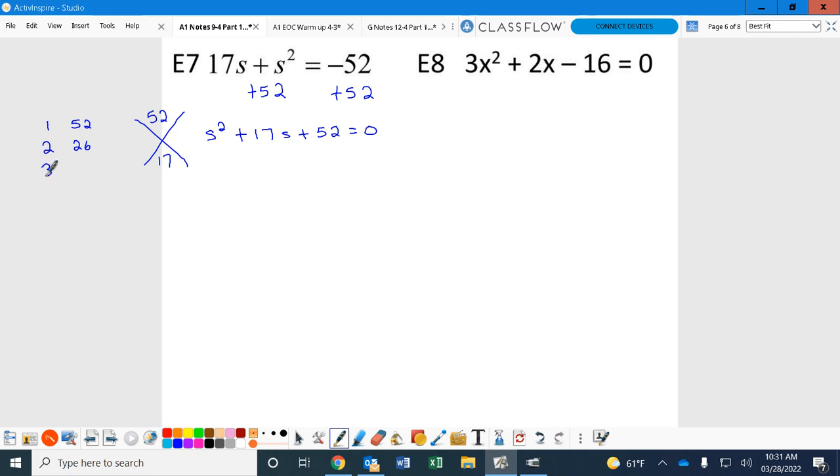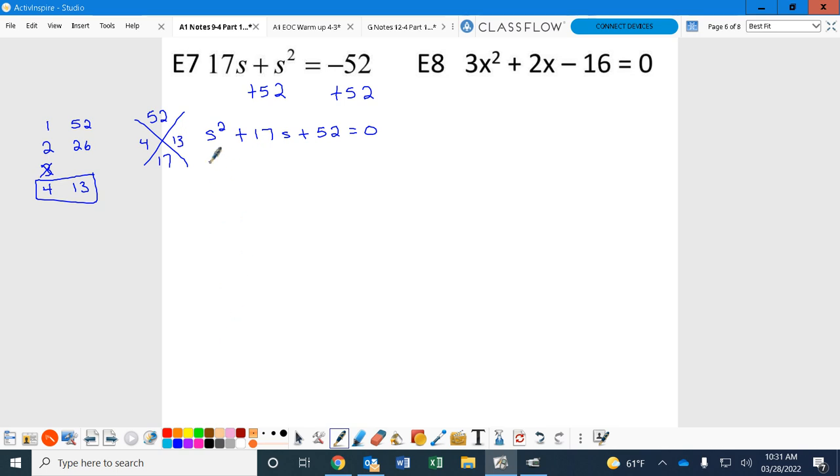What about 3? Will 3 go into 52? No? Okay. What about 4? My guess is yes, but 13 times. And 4 and 13 adds up to 17. There's our numbers. Didn't take us that long. Thought it was going to be longer. So 4 and 13.